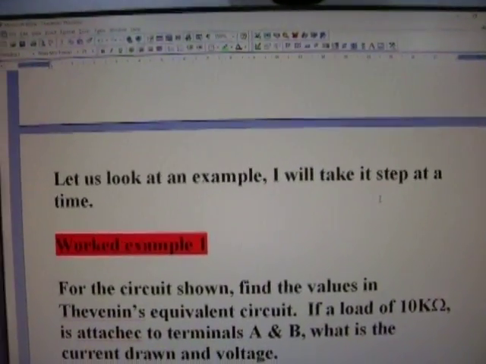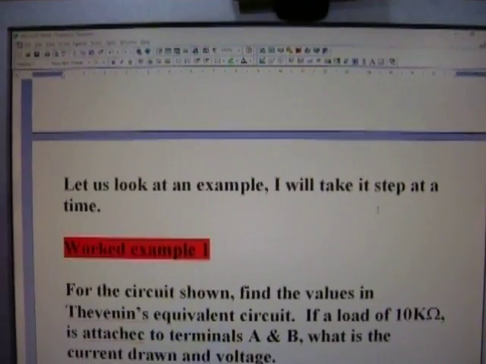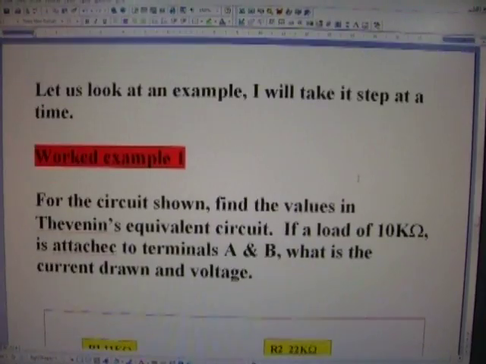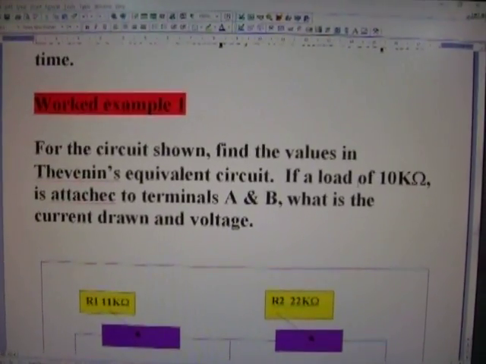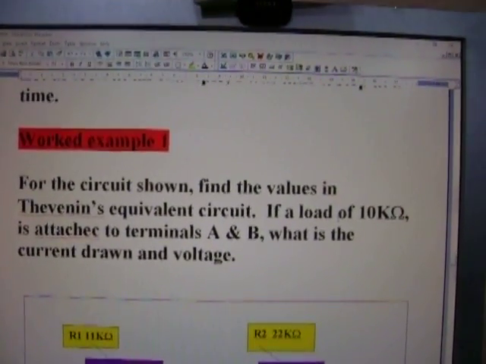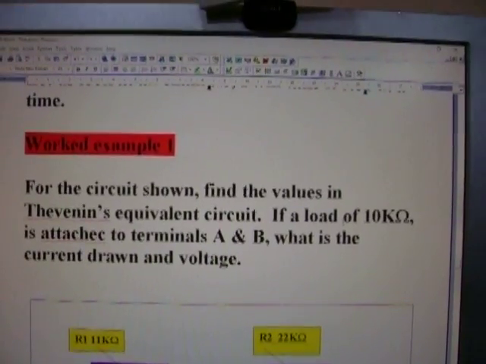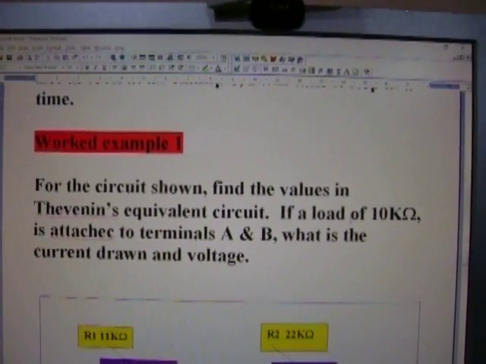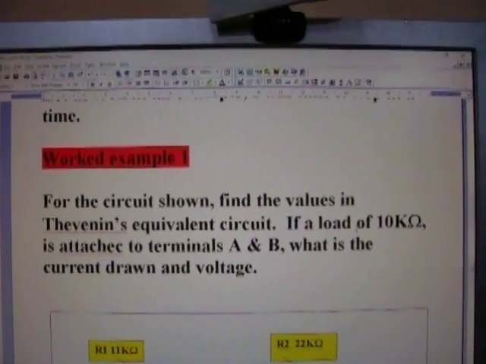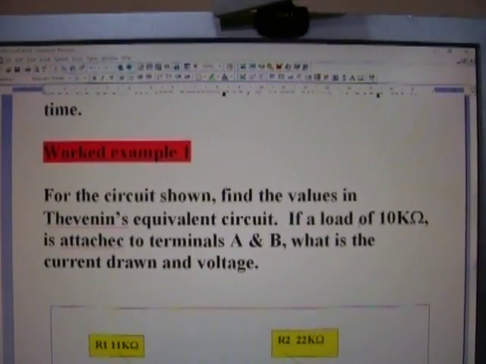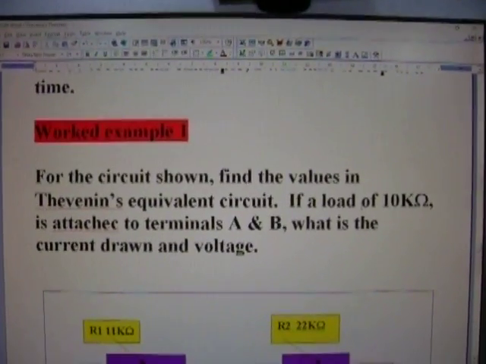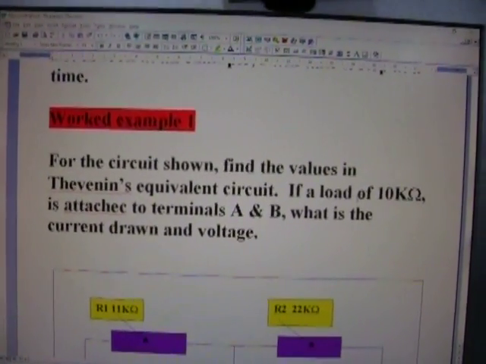Now let us look at an example. I will take it a step at a time. With example 1. Okay. For the circuit shown, find the values in Thevenin's equivalent circuit. If a load of 10k ohms is attached to terminals A and B, what is the current drawn and voltage?